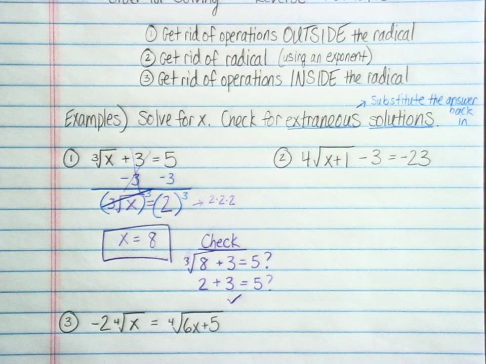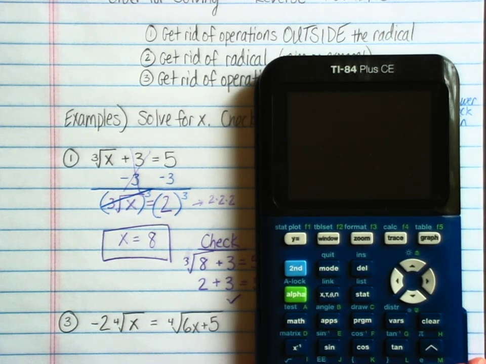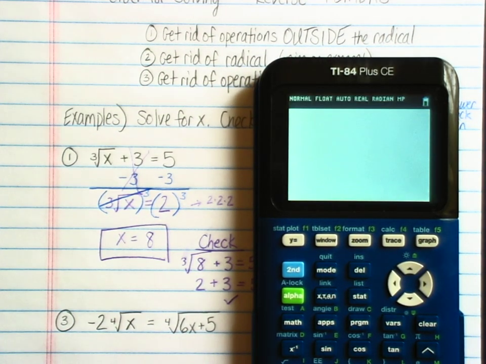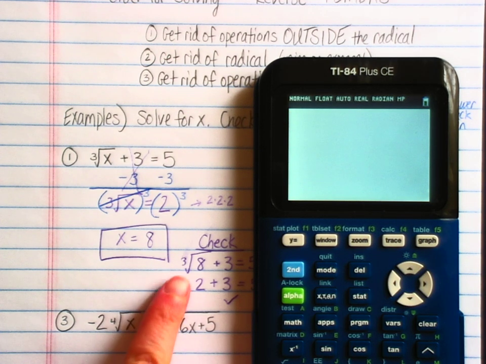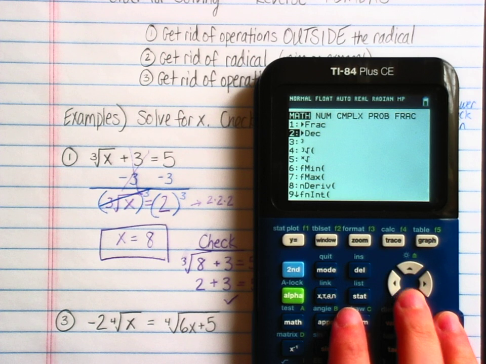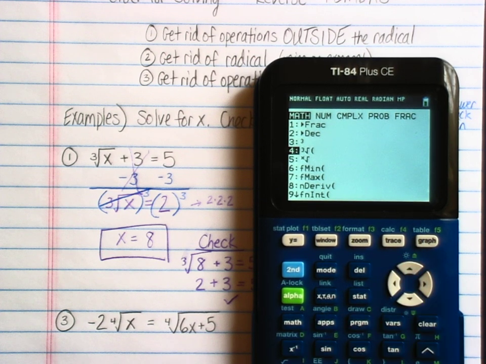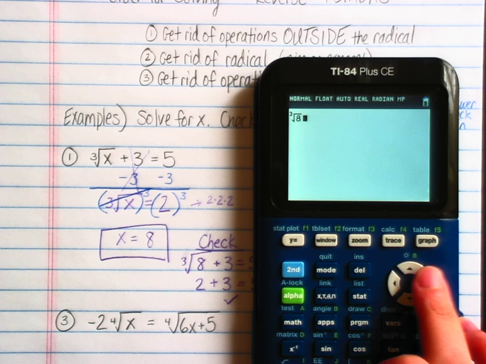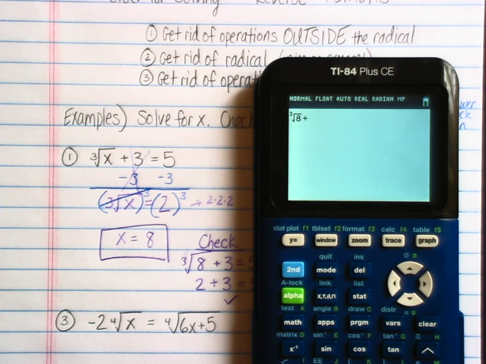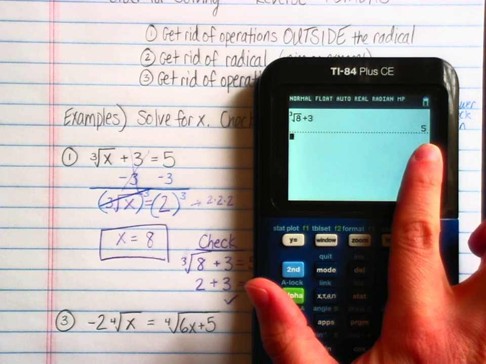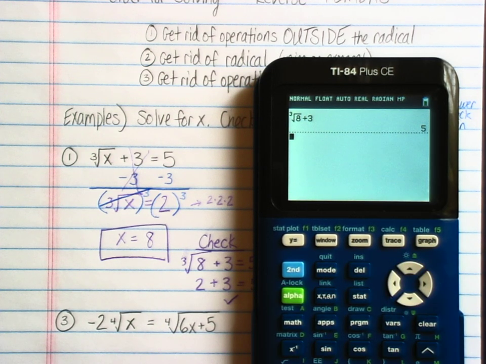Alright, now if I wanted to check it on my calculator, I'll show you how we can do that real quick. It's pretty simple. I'm sure you remember. To get a cubed root, on my calculator, I'm going to press math, and then it's number 4 right here, cubed root. And so I'm going to type in the cubed root of 8, and then I'm going to move outside of the radical. I'm going to type in plus 3. And what I'm checking is, does that answer give me 5, like it's supposed to? And since it does, I know I did it right.